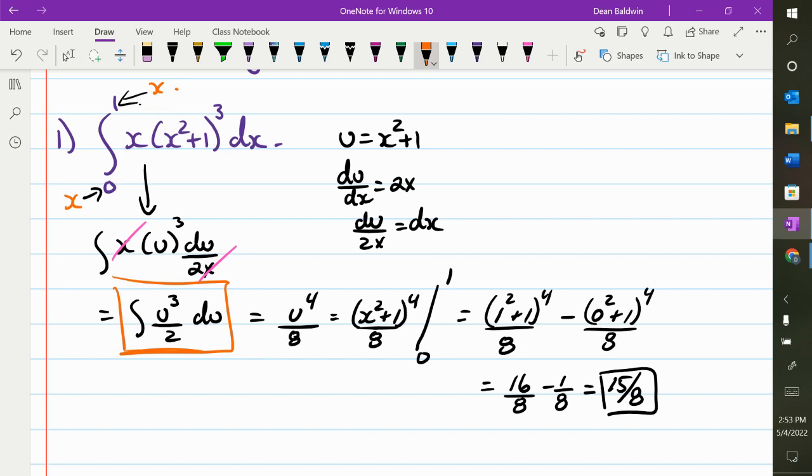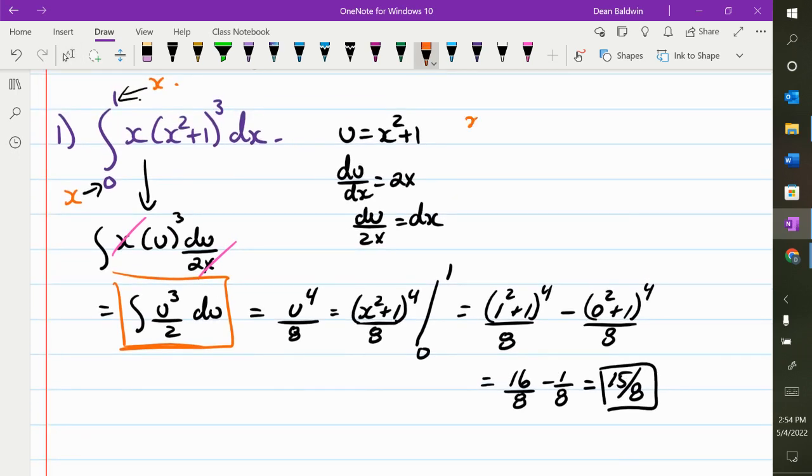So if x is 0, do I have an expression relating u and x? It's right there. So when x is 0, what does u become? 1. So when x equals 0, u is equal to 0 squared plus 1, which is 1. When x is equal to 1, what does u become? 2. So the bounds of this integral are actually 1 to 2.